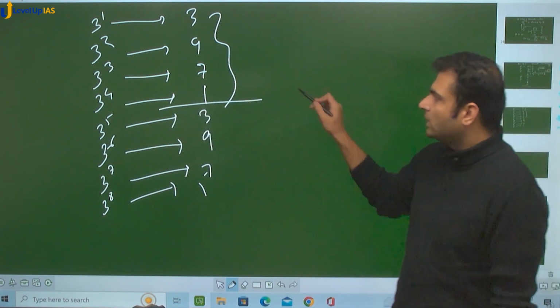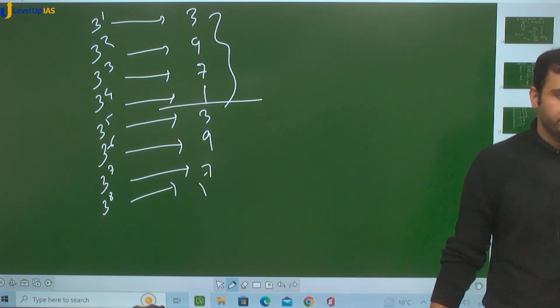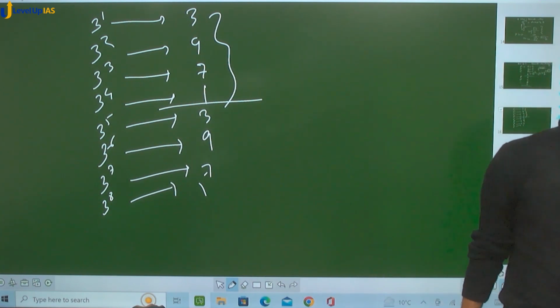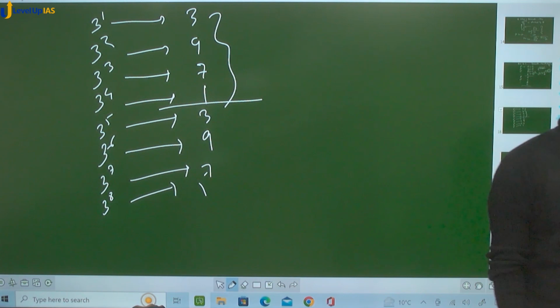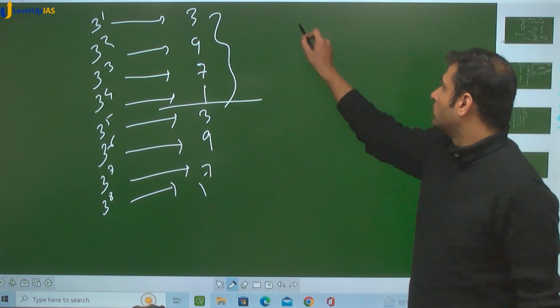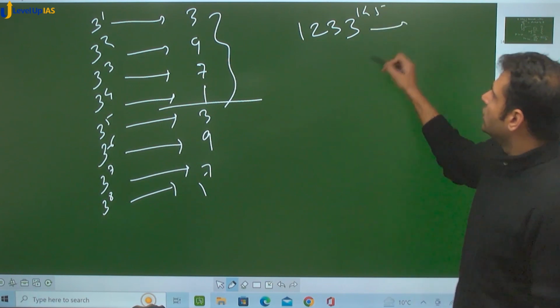Again, powers of 3 come in the bracket of 4. Exactly the same. Nothing changes. So what would be the units place here?